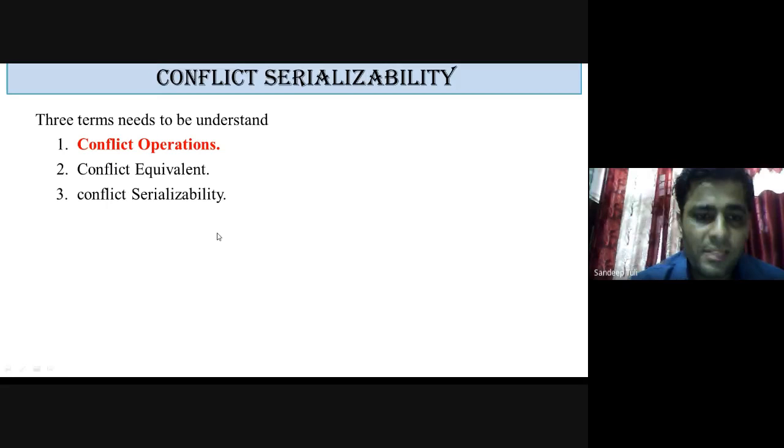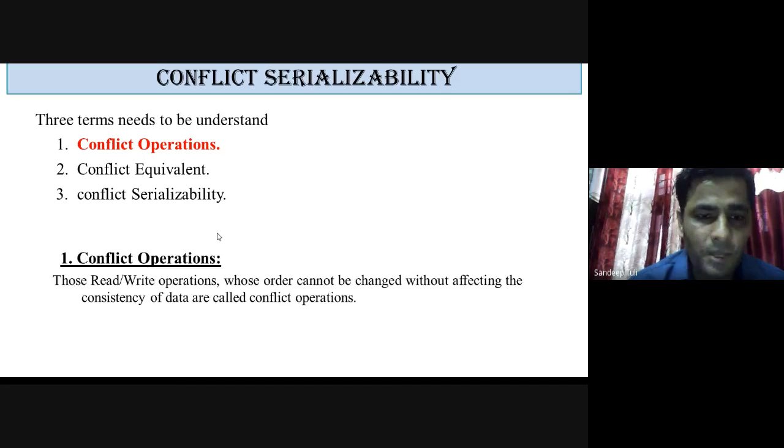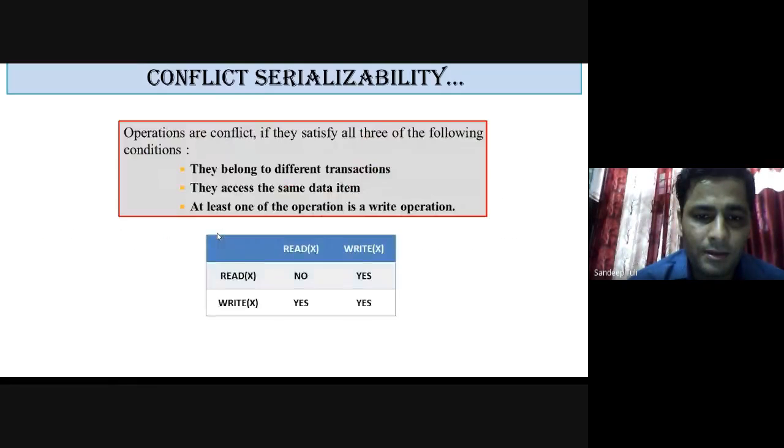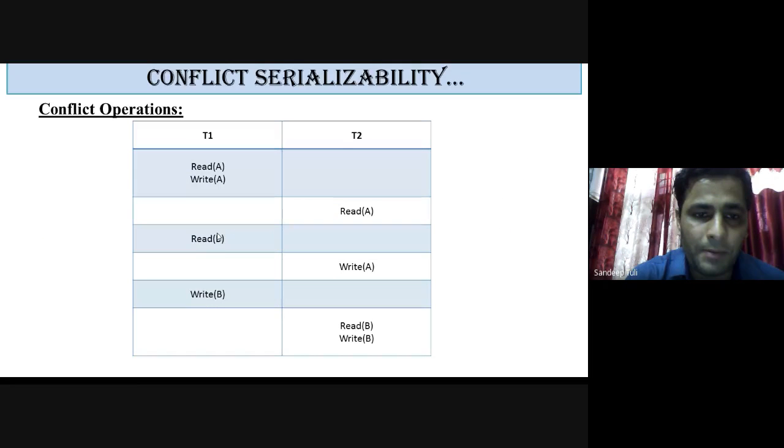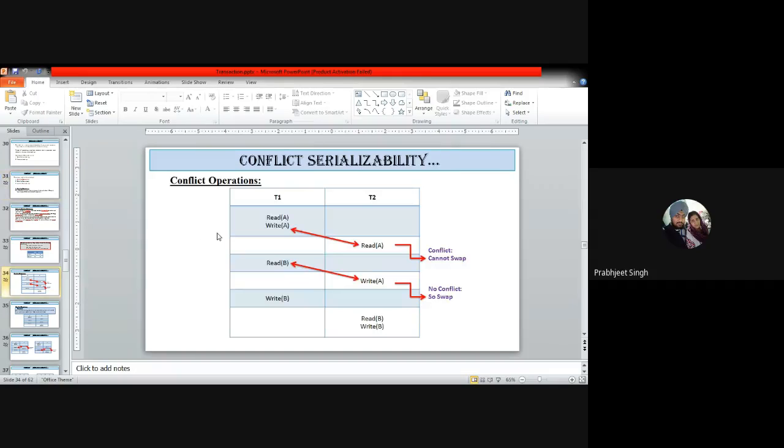So, the first thing we need to learn about before actually going into conflict serializability is conflict operation. So, what is a conflict operation actually? First of all, we should see an example. So, let us see this table first. Is it visible to all now? Yes, sir.